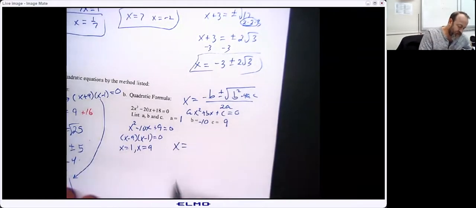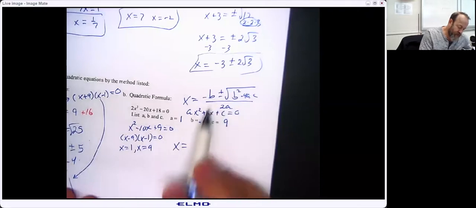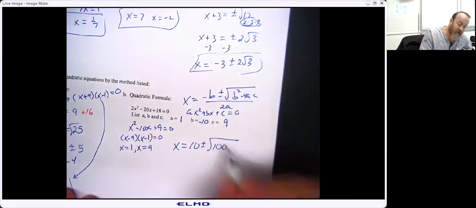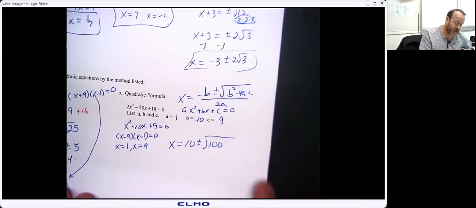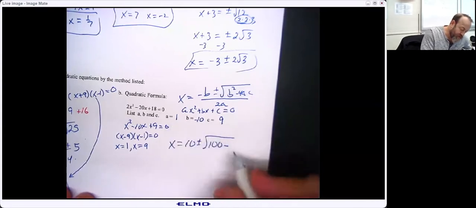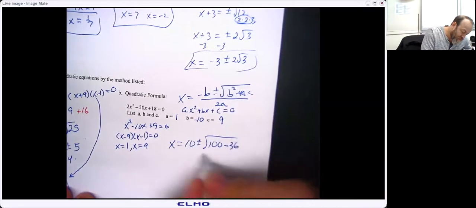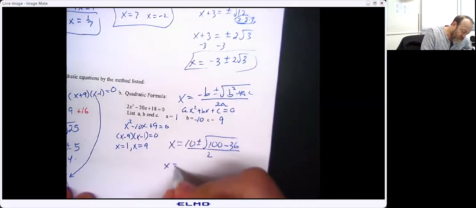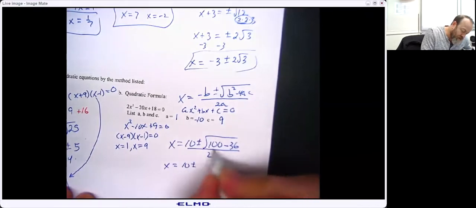So let's go. So x equals the opposite of b, that would be 10. We're going to do b squared, which is 100, of course. 10 squared is 100, minus 4 times a times c. Well, 4 times 1 times 9 is 36, all over 2a. Well, we had something very nice occur here because 100 take away 36 is 64.